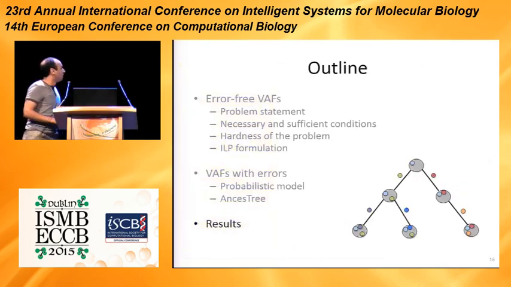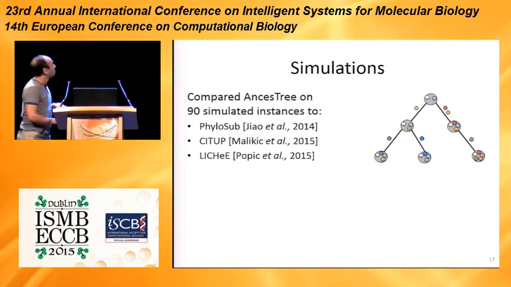So this brings me to the final part of my talk. I will show you results on simulated data and on real data. Let's start with simulated data. We compared Ancestry to three recent methods: PhyloSub, SITUp, and Litchi. These methods deal with multi-sample data, and they also infer a tree.